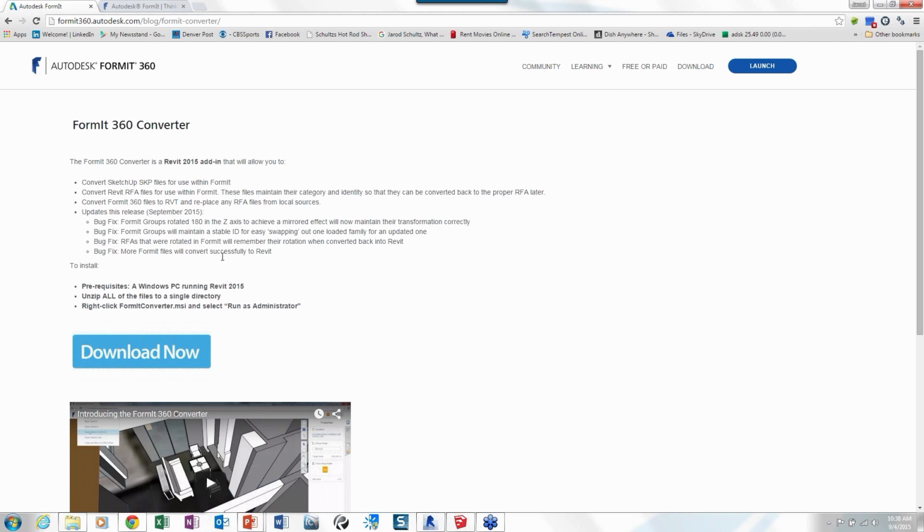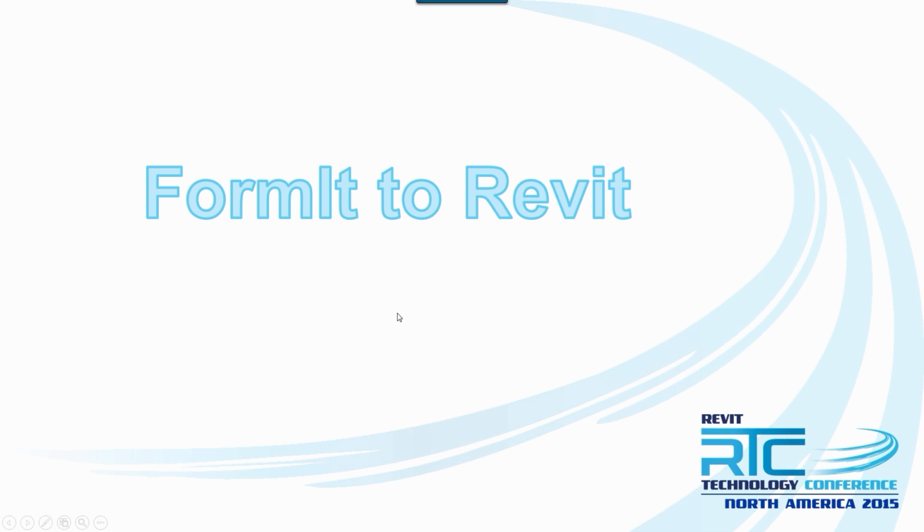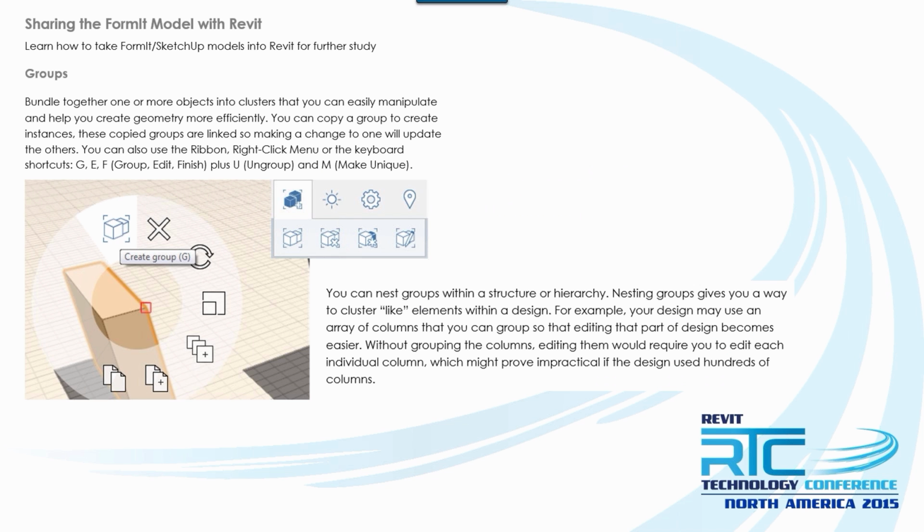So coming back to Autodesk FormIt, if you go to their website, you just pick the download page. This is where you can grab the converter and download it. They give you a hindsight of what's been updated and fixed and so on, but it's easy enough to do, to say the least. All right, so that's really the main thing that makes everything I'm going to show for the rest of the presentation work.